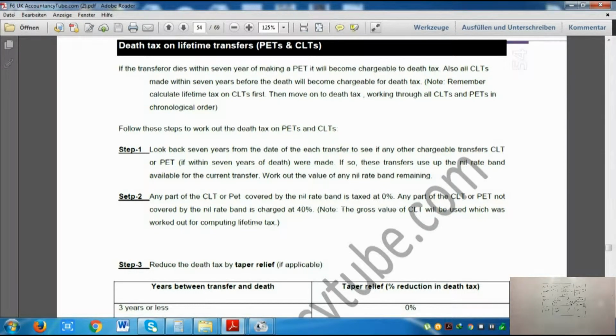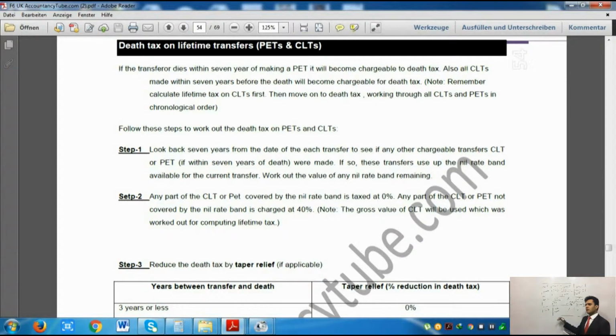Calculate lifetime tax on CLTs first, then move to the death tax, working through all CLTs and PETs in chronological order. Now, this is advice in order to do it in an easier way. So always calculate the lifetime tax on CLTs first, because it will make things easier for you. First calculate the tax on lifetime, then move to the death tax, because there isn't any lifetime tax on PETs anyway. So calculate tax on CLTs first, which is lifetime tax, then move to the death tax.